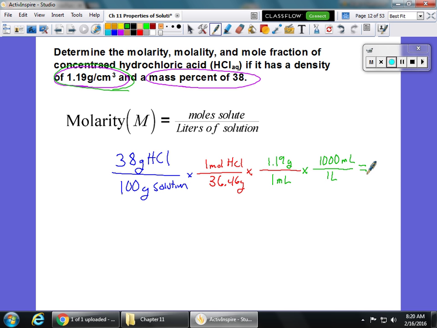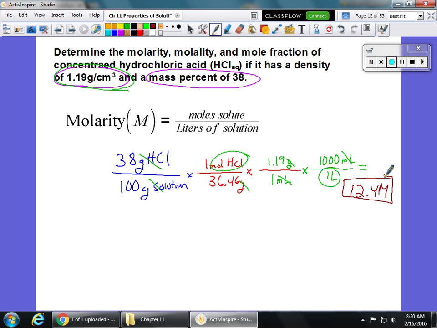So if you look back, our milliliters are going to cancel, our grams of solution are going to cancel, and our grams of HCl are going to cancel, leaving us with moles of hydrochloric acid per liter. If you do the math here, this comes out to be 12.4, and that is really the most concentrated HCl you can get, and that's the way they ship it to us. So we kind of dilute it from there, whatever we're given.